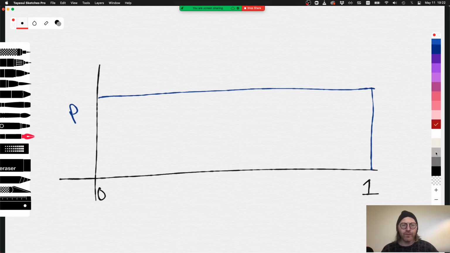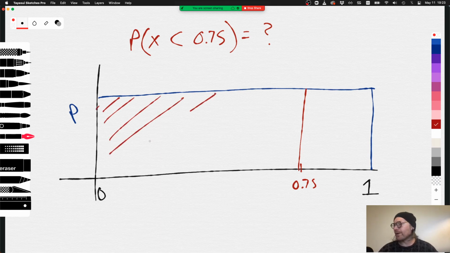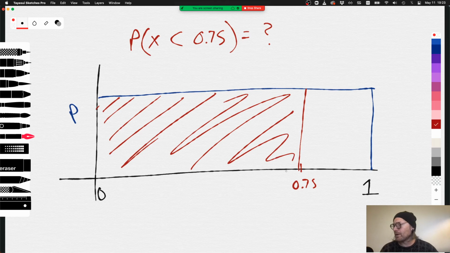So the kinds of questions we might ask and answer here are pretty straightforward and pretty easy to solve. So I might ask the question, what is the probability that x is less than 0.75? Well, if I look at 0.75, roughly there, maybe, it's all of this, right? Well, that's just 0.75 over 1. The probability that x is less than 0.75 is going to be 0.75. It's not really mysterious, right? We can see that pretty easily.